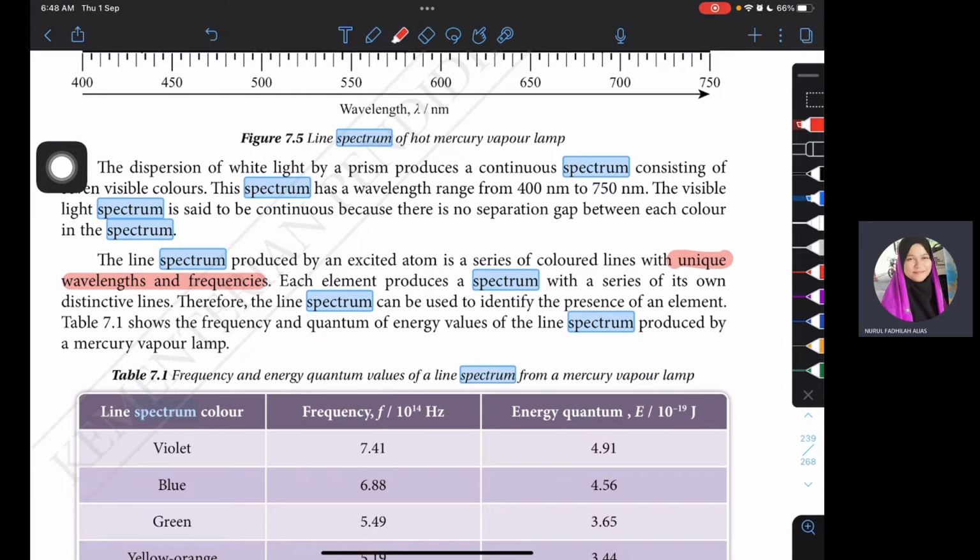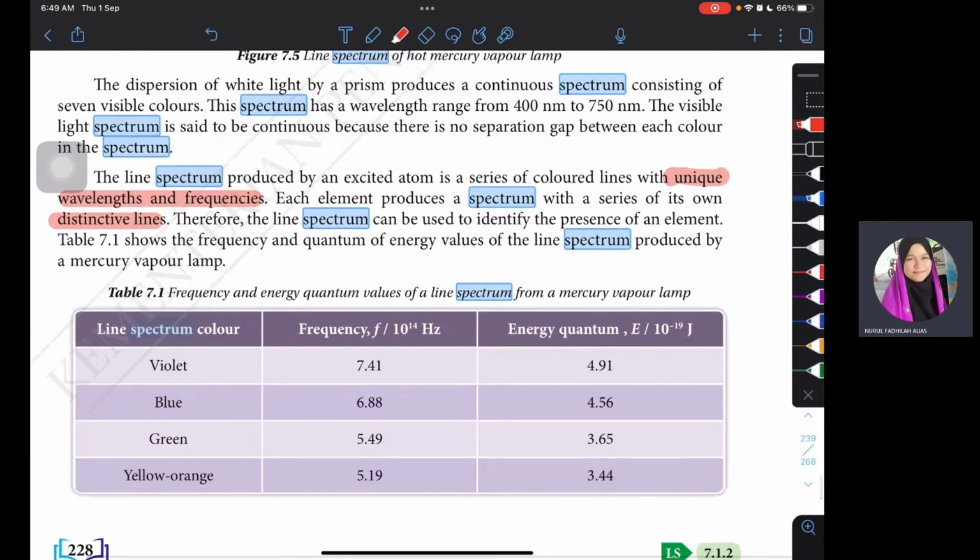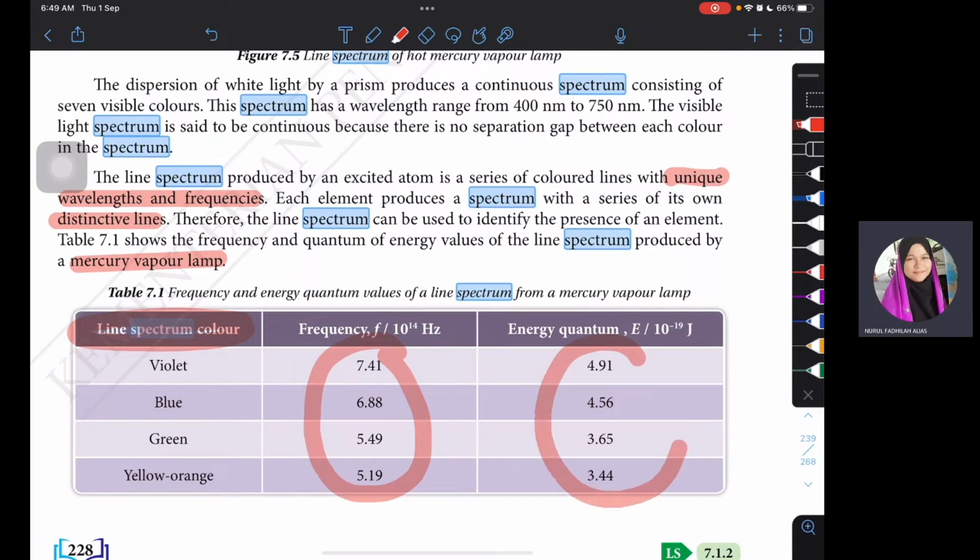Okay, each element produces a spectrum with a series of its own distinctive lines. You can say distinctive lines. Line spectrum can be used to identify presence of an element. Okay, so this is a frequency. So this one, okay, example of mercury vapor lamp. So for line spectrum colors, kita tengok frequency dia. So this is the frequency. What can you say about the frequency? Okay, so this is the energy. Okay, alright.